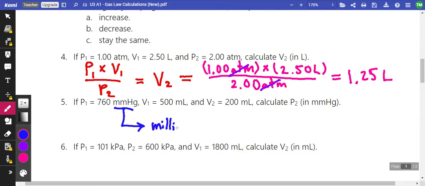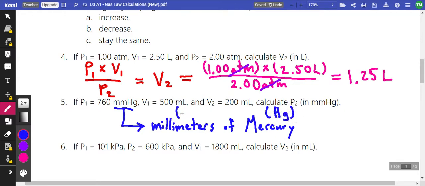Millimeters of mercury. All right, on the periodic table, mercury is Hg, and millimeters as a unit is mm. So mmHg is millimeters of mercury. And we mean this pretty literally.